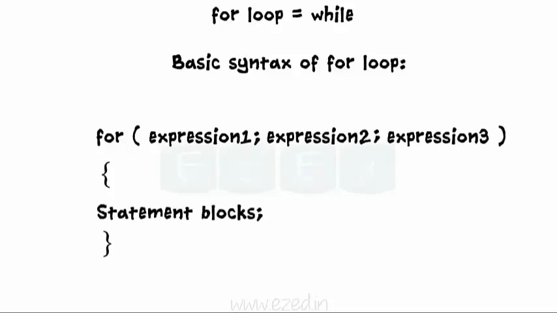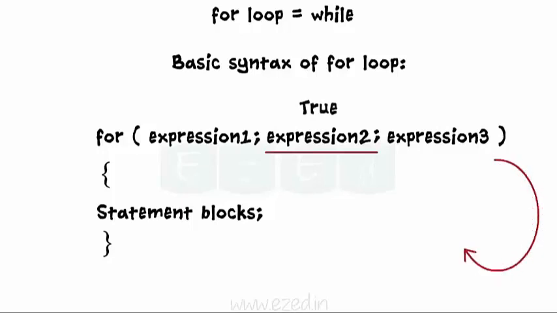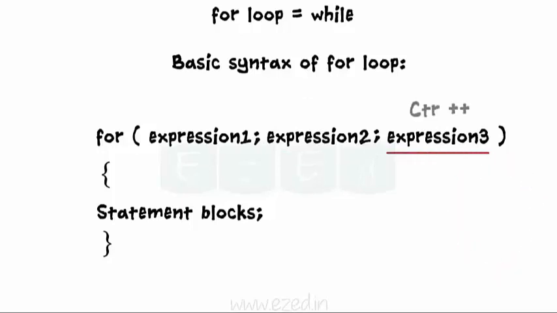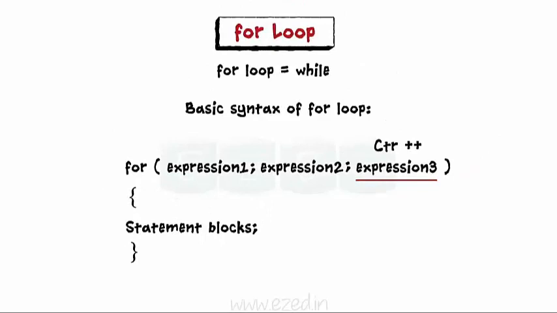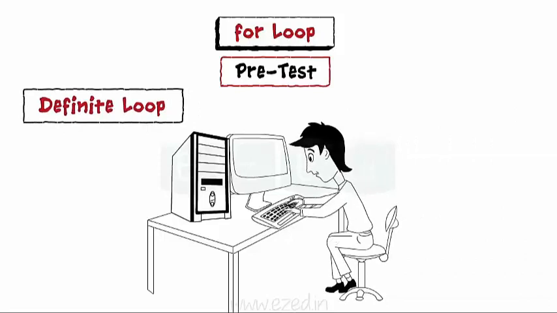In this, expression 1 initializes the counter variable. Expression 2 is a conditional expression. As long as this condition is true, loop will iterate, and expression 3 is a modifier, which may be the simple increment of a variable. A for loop is a pretest loop. It is called a definite loop as the programmer knows exactly how many times it will be repeated.